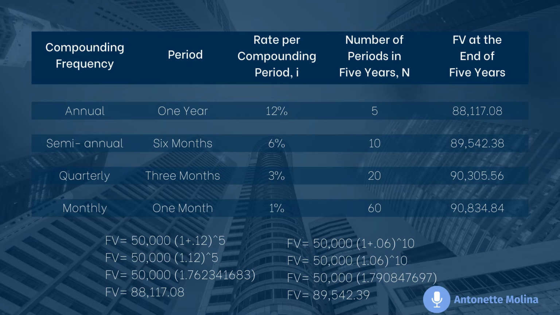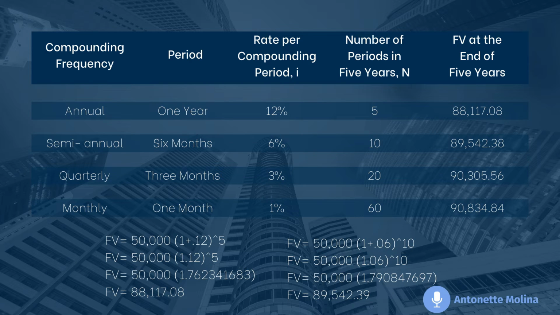So, in semi-annual, we get 89,542.38, while in quarterly, we have 90,305.56, and monthly have 90,834.84. So, we will notice na habang mas malaki yung period or mas marami yung period, even na mababa yung rate, we will still acquire mas malaki na interest return.